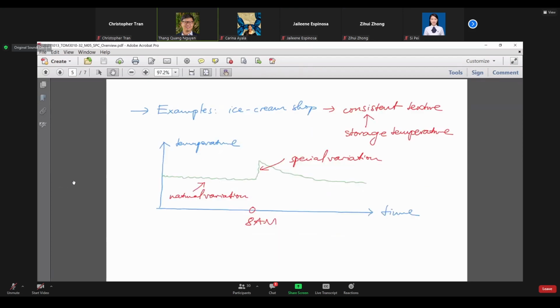Okay. And next, I show you the ice cream shop example, right? So in this ice cream shop, the small variation here that looks quite regular, right? It is called the natural variation. But sometimes we see the special variation like that, and we ask ourselves, why does that happen? Right? What are the causes of the special variation? And if we can answer that, then we can fix it, right? And also, in the future, we can build robust processes so that we can avoid that problem altogether. We don't have to deal with that problem again in the future, right?